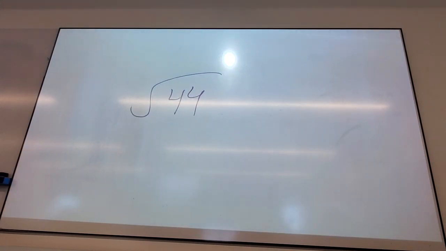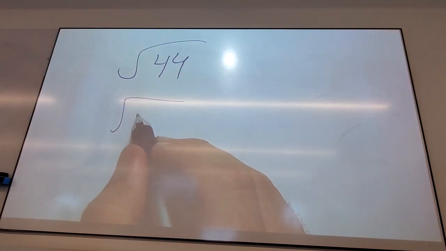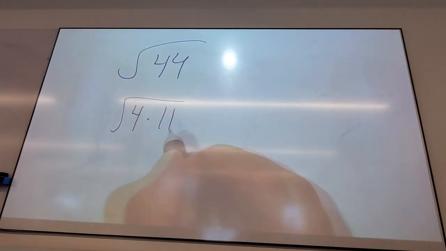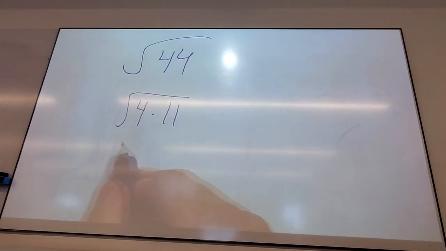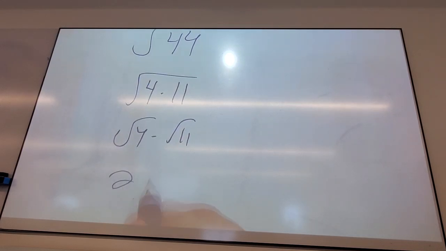So let me show you an example I was showing a few groups. Does anyone remember how to simplify this? That's going to be like 2 radical 11. How'd you get there? You can take the square roots that are smaller than that, multiply to 44. So, for example, the square root of 4 and the square root of 11. Yes, 44 is 4 times 11. So this is square root of 4 times square root of 11. Square root of 4 I know, square root of 11 I don't.